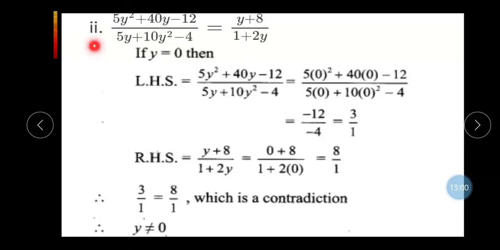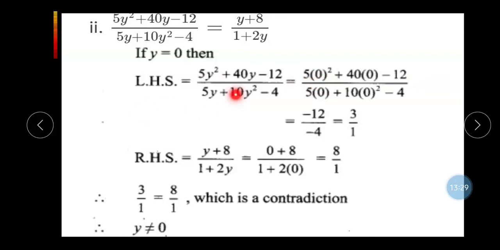Next question. (5y square plus 40y minus 12) upon (5y plus 10y square minus 4) is equal to (y plus 8) upon (1 plus 2y). Now we will be substituting, we will be assuming that y is equal to 0. If y is equal to 0, then in the LHS we will be substituting the value of y with 0.